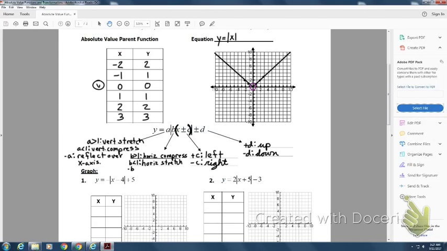Probably one of the most common ways we will see it, though, when we do: if B is negative, what's that going to do? Reflect over the y-axis. Off to the side here, to the right.